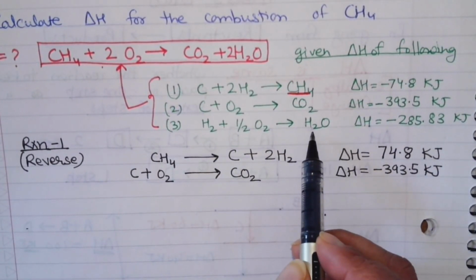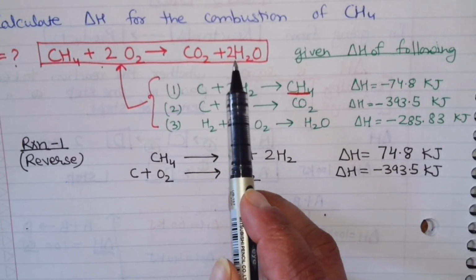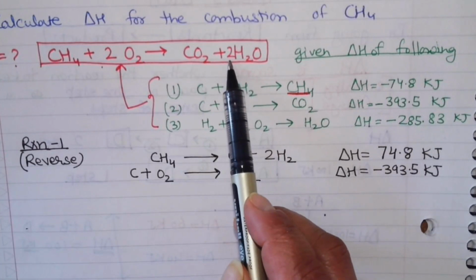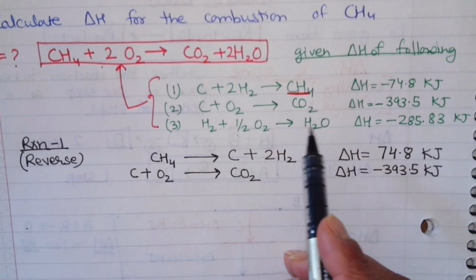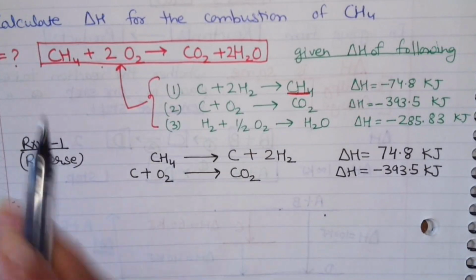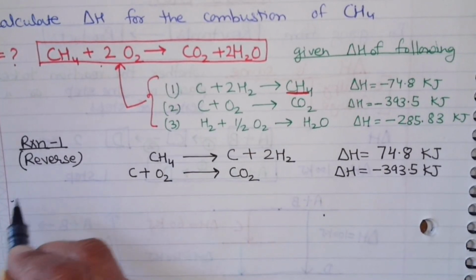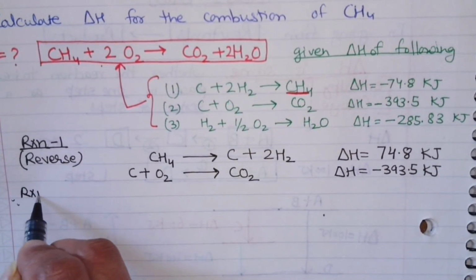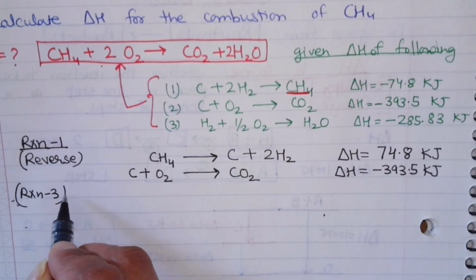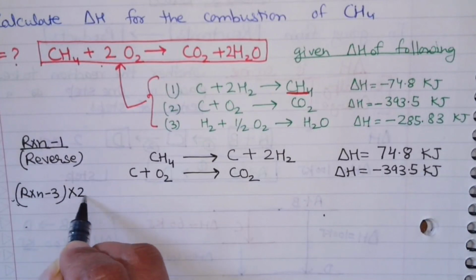Now let's see what we need to do with reaction 3. So water is a product in our given equation, and water is also a product here, but we have a coefficient of 2 in front of water. We don't have that in the given reaction, right? So we can multiply reaction 3 by 2.